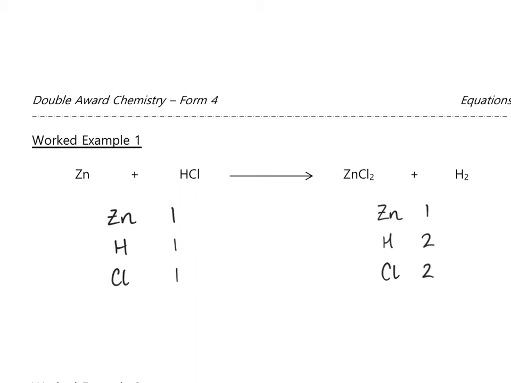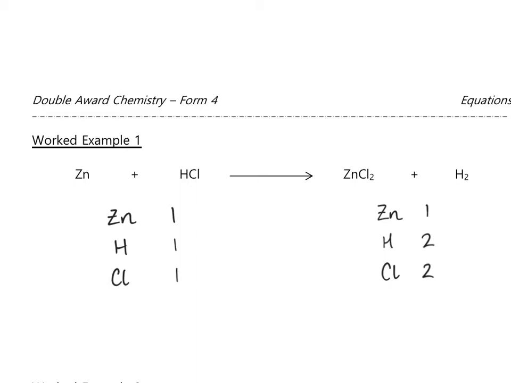So if we look at zinc, we can see there's 1 on either side of the equation. So we'd say our zinc is balanced. We have the same number of zincs on either side of the equation. But if we look at hydrogen, we've got different number of hydrogen atoms on either side of the equation. We've got different number of chlorine atoms on either side of the equation. So we've got to fix that.